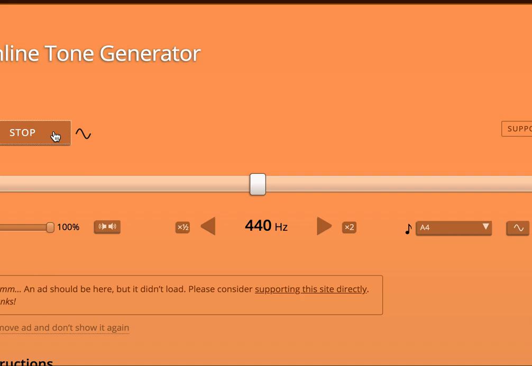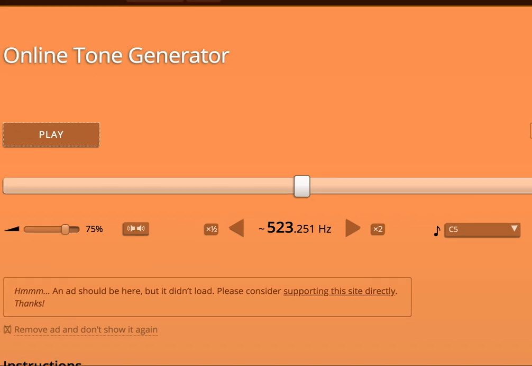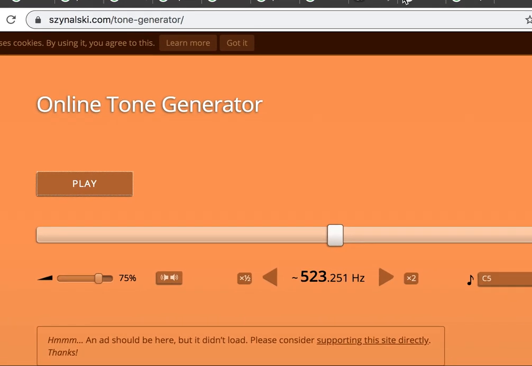So I'm getting a chord right now. And using this tone generator, let me show you the website. It's this address right here. And you can have fun adding different ratios and different numbers.